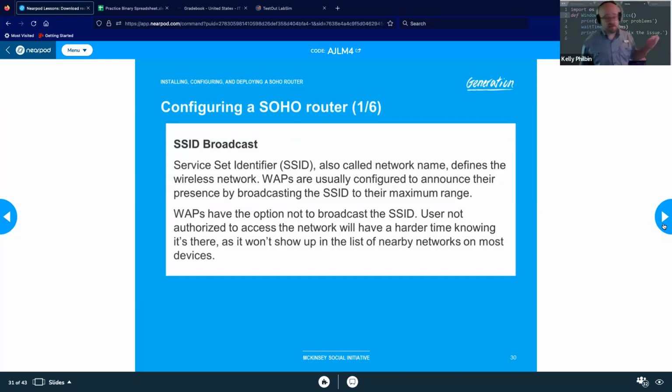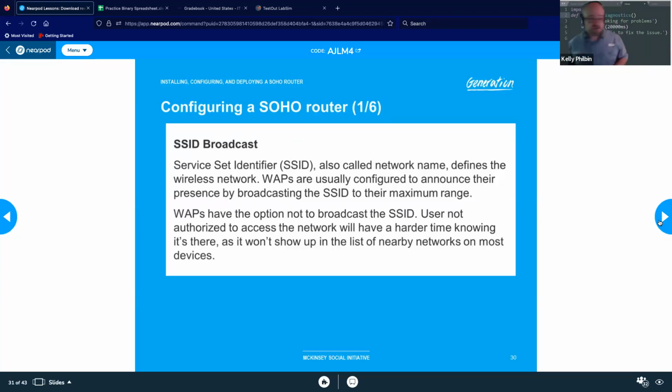And so you can name your network whatever you want to name it. If you want to name it FBI van on the corner, that's always a funny one. You can set it up however you want. Just something that you know what it is. Just try to make it so it's not the same as somebody else's.